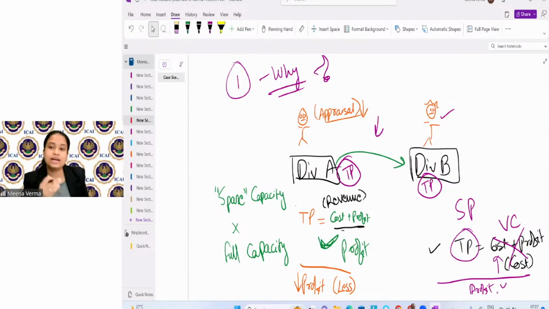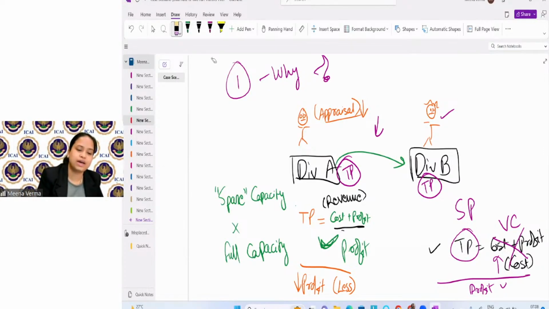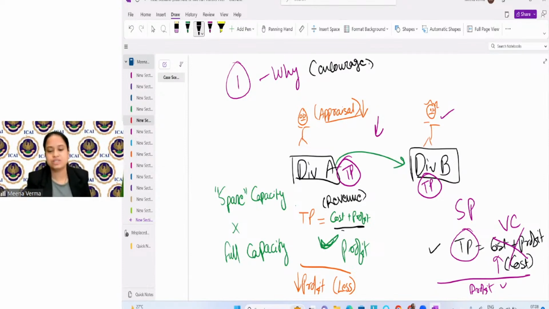First, to encourage the manager of both the divisions. Dono ko dikh raha hai profit, dono ko appraisal milega, dono khush ho jayenge. So in order to encourage both the managers, we use this strategy. So this is the first reason.